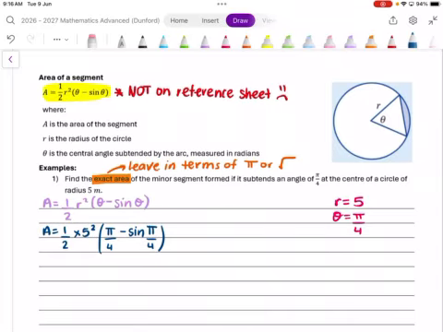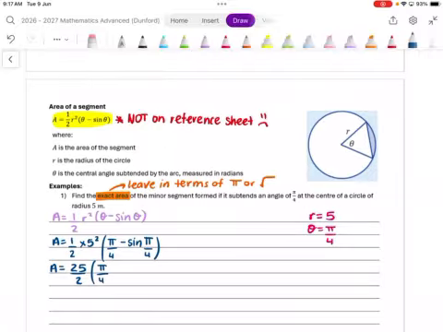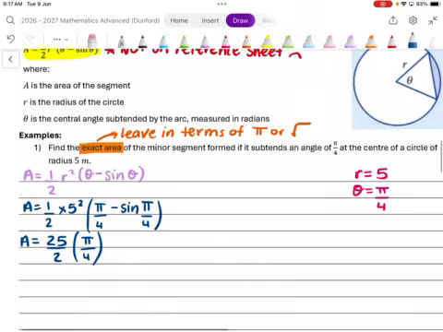Now, the first thing that we're going to do here is tidy up what's in front of our brackets, which is our half times 5 squared. With our half times 5 squared, it works out to be 25 over 2, because 5 squared is 25, times that by a half, you get your 25 over 2. So when we're leaving in exact forms, we want no decimals whatsoever. Now, there is nothing that we can do to tidy up our pi on 4. However, we can tidy up our sine pi on 4 because that is an exact trig ratio.